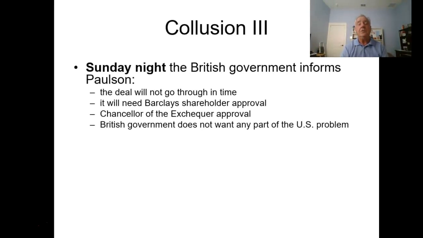Sunday night, the British government informs Hank Paulson this deal can't go through in time. Even though Barclays has agreed to do it, the deal can't go through because Barclays is a UK bank. And because it is a UK bank, the Barclays shareholders will have to approve this acquisition. The Chancellor of the Exchequer, which is like the Secretary of Treasury in the US, will also have to approve the transaction. And the bottom line was the British government did not want any part of the US problem.